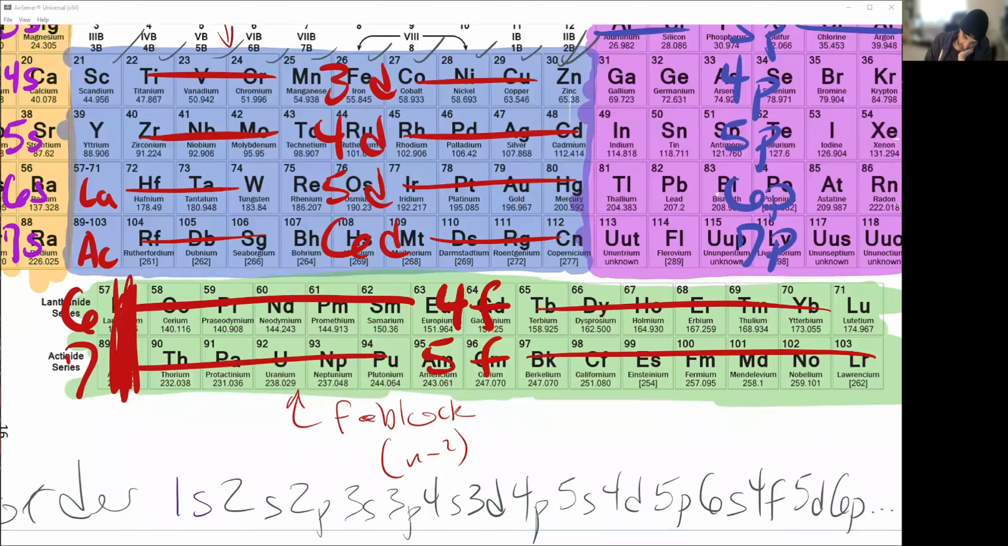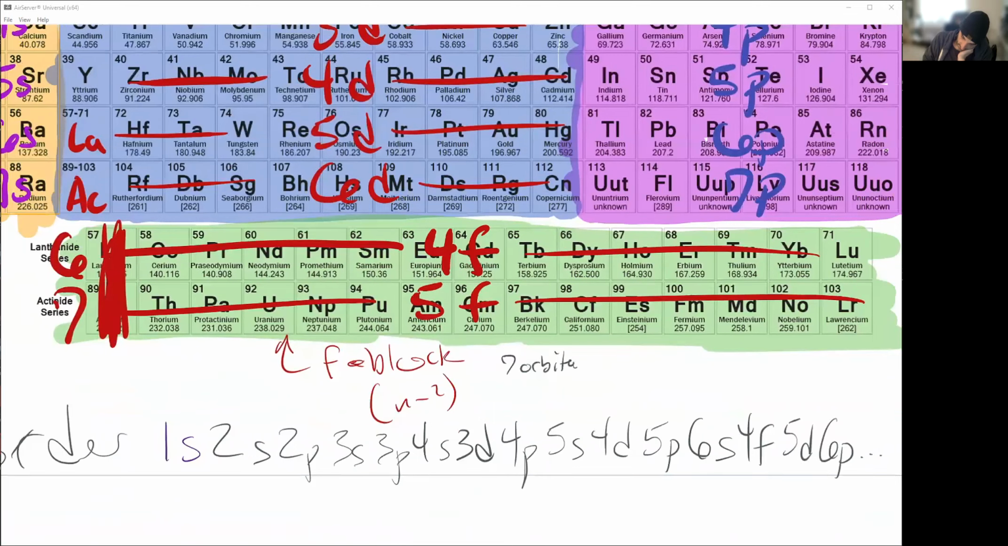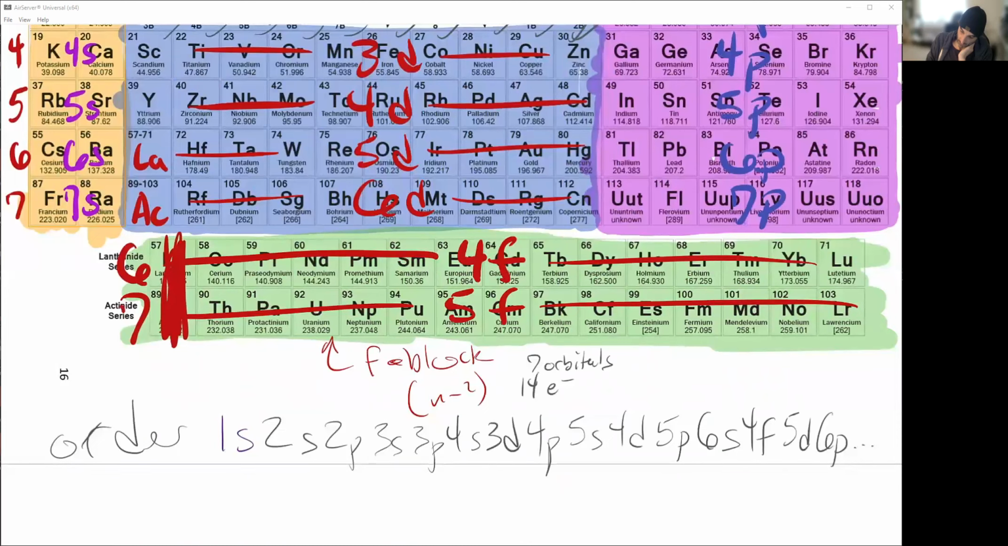10 electrons fit there. And then finally, the 4f, there are 7 orbitals, 14 electrons. If you count them, cerium all the way to lutetium, you have 14 elements in that row. All right, so that's it. That's how we're going to fill these things up.